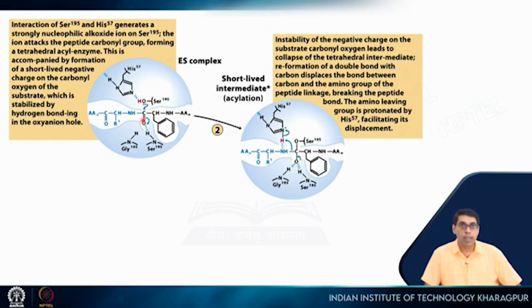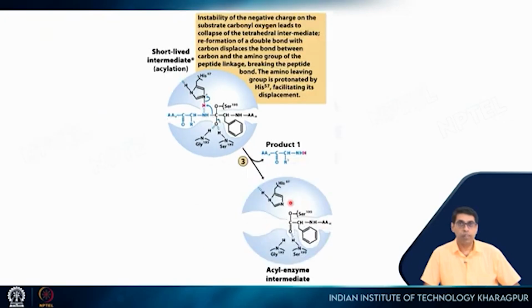So the oxygen attacks here, this becomes O minus, and this hydrogen is handed over to the histidine, so it becomes positively charged. There is a negative charge here, and that is stabilized by this oxyanion hole. Now, two things can happen. Either this carbon-oxygen bond can break, or this carbon-nitrogen bond can break.